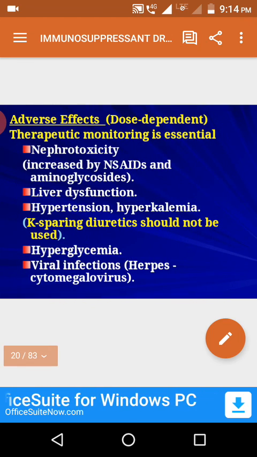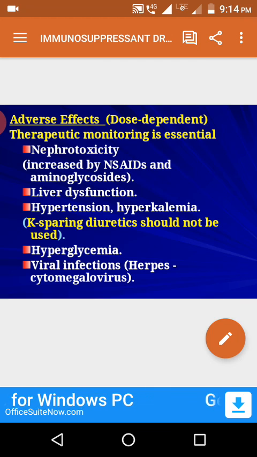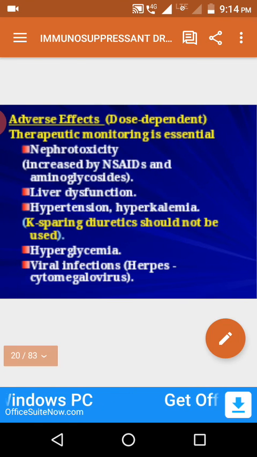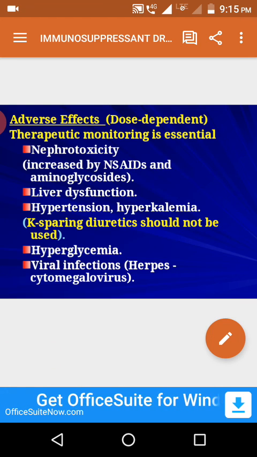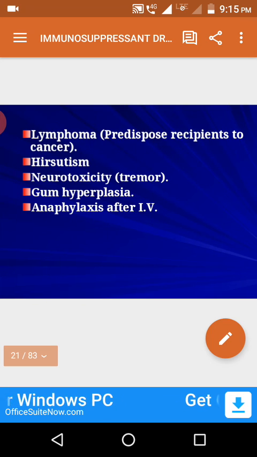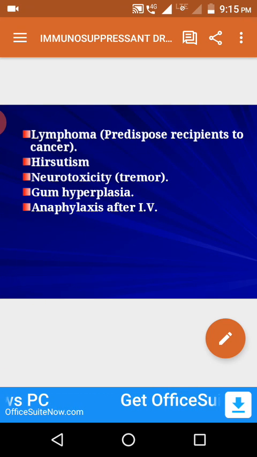Next, adverse effects. The major adverse effect of cyclosporin is nephrotoxicity. So it should not be combined with other nephrotoxic drugs like NSAIDs, aminoglycosides, and amphotericin B, which further aggravate the nephrotoxicity. Liver failure, hypertension, hyperkalemia and hyperglycemia also happen. Whenever immunity is suppressed, there is a chance of viral infections, especially herpes and cytomegalovirus. There is also predisposition to the development of lymphomas.